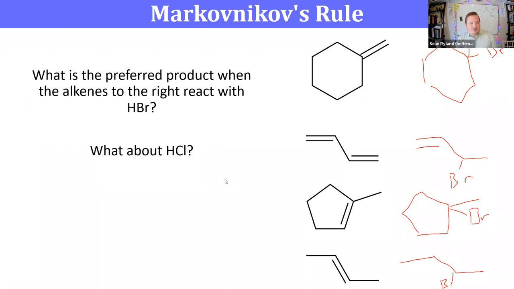What would be different if it was hydrochloric acid instead of hydrobromic acid? Superficially, it's a little bit different because you'd be drawing chlorines instead of bromines, right? But none of the rules changed because of that. And so if you just went down the line and replaced every bromine with a chlorine, then you would get the product of the hydrochlorination as opposed to the hydrobromination.